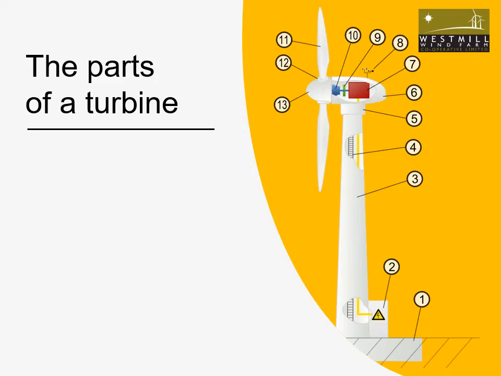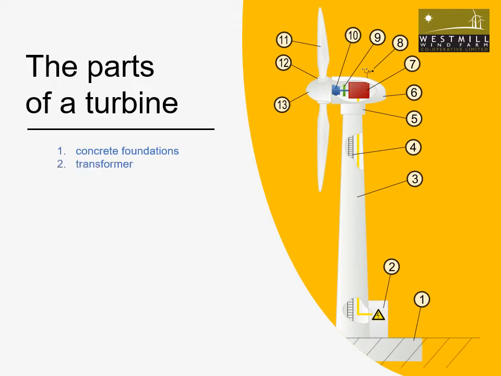We're going to look at the parts of the turbine in more detail. You can see on the right we've got a diagram which is numbered, so let's go through these from the bottom. Starting with the concrete foundations. These need to be deep and wide enough to anchor the turbine in high winds.